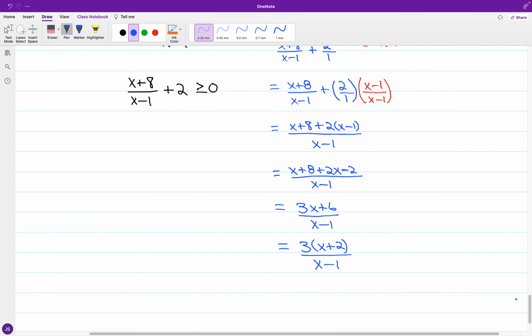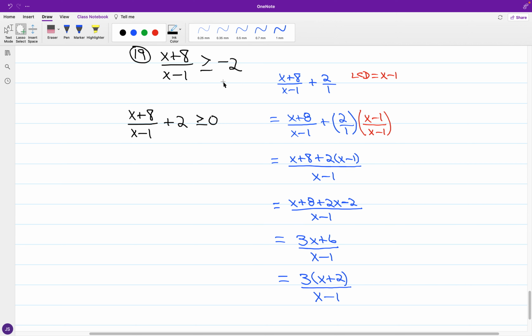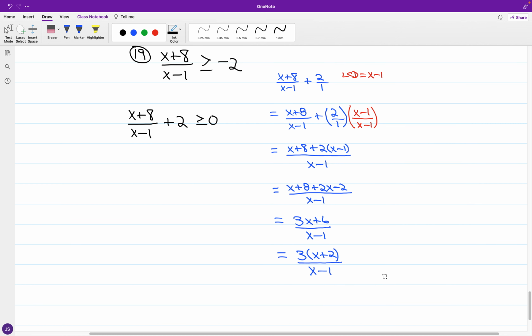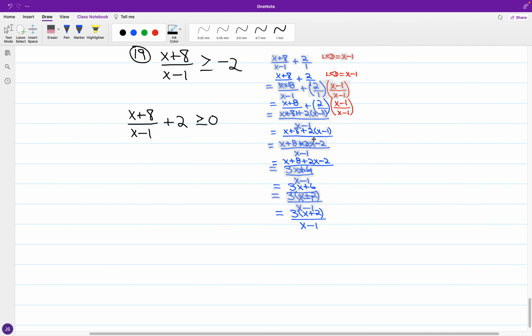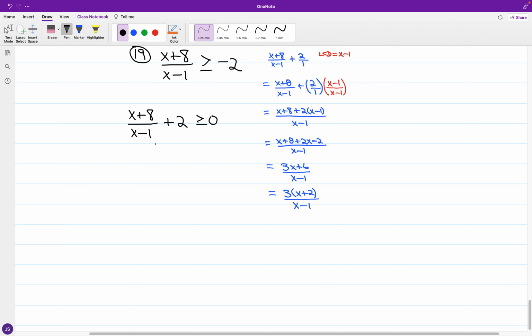Okay, so for what we have in establishing as a single ratio in comparison to 0 inequality, okay, so for x plus 8 over x minus 1 plus 2, so we have, again, so you have 3 times the quantity of x plus 2 over x minus 1 is greater than or equal to 0.